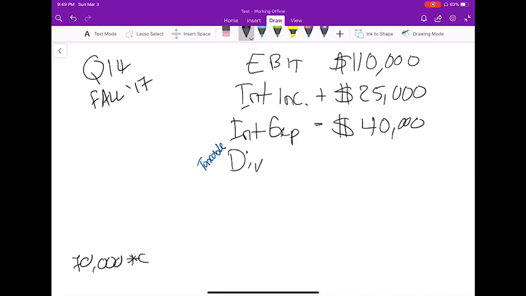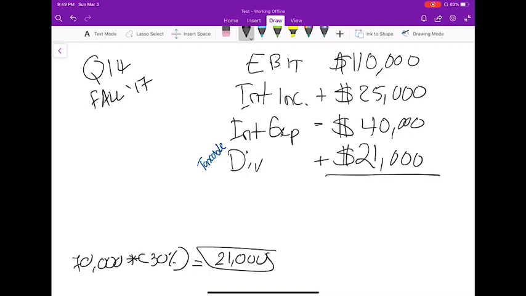So divided by. Why is that? Because in the question it says 70% corporate dividend income exclusion applies. So 70% of the 70,000 you don't have to pay tax on. However, the remaining you do, which equals $21,000. That's for dividends.